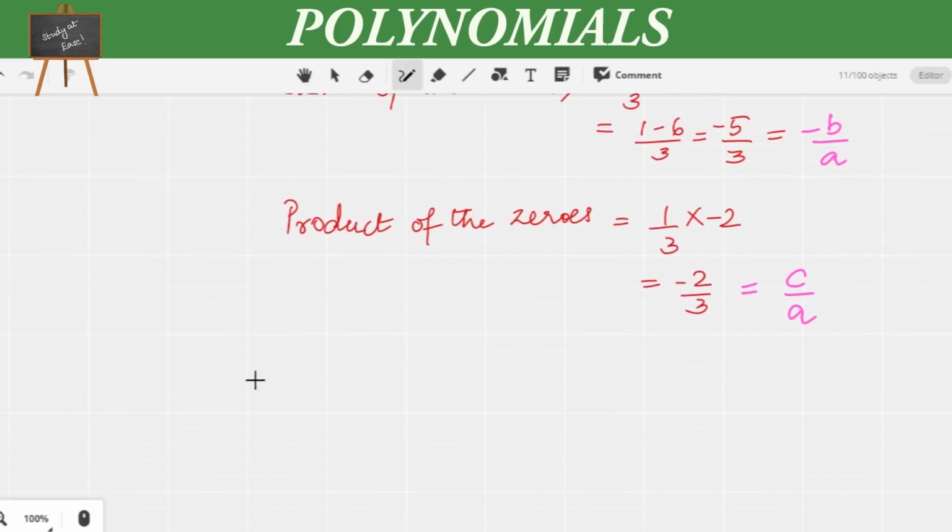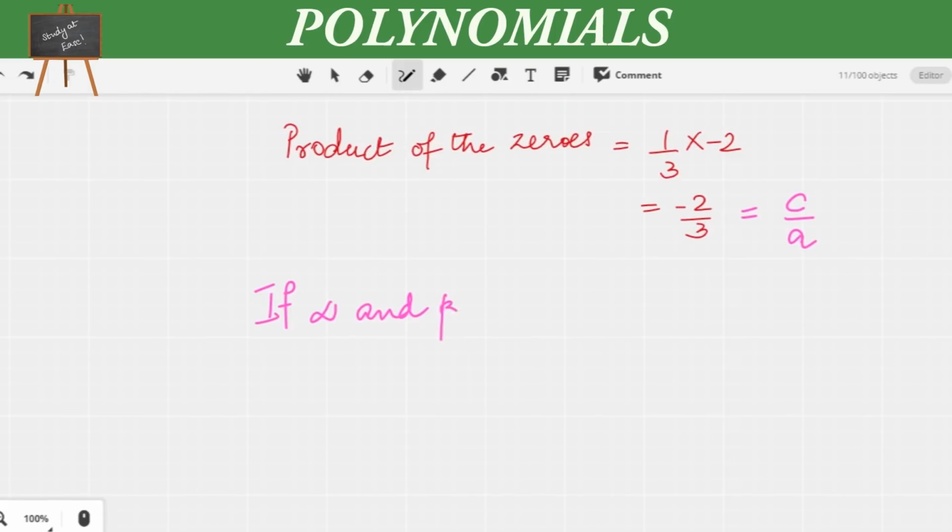So we can conclude by saying that if alpha and beta are the zeros, then alpha plus beta is equal to minus b over a, and alpha beta is equal to c over a.